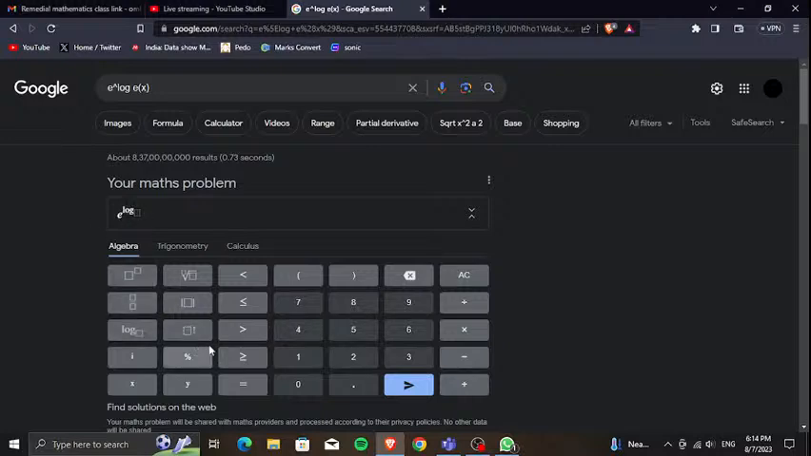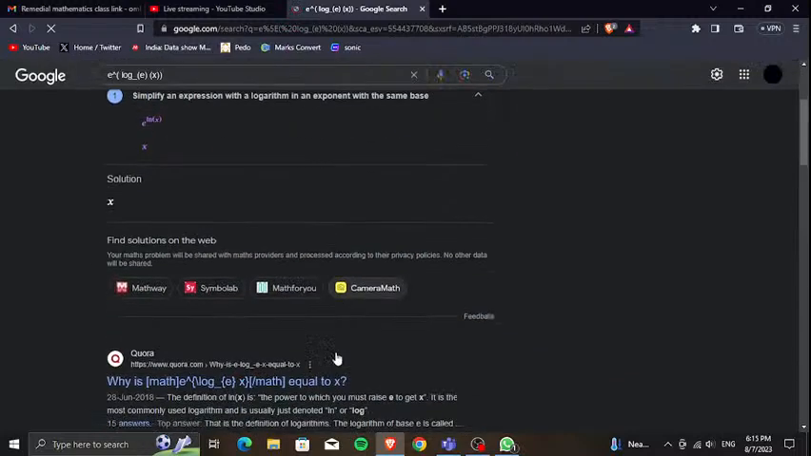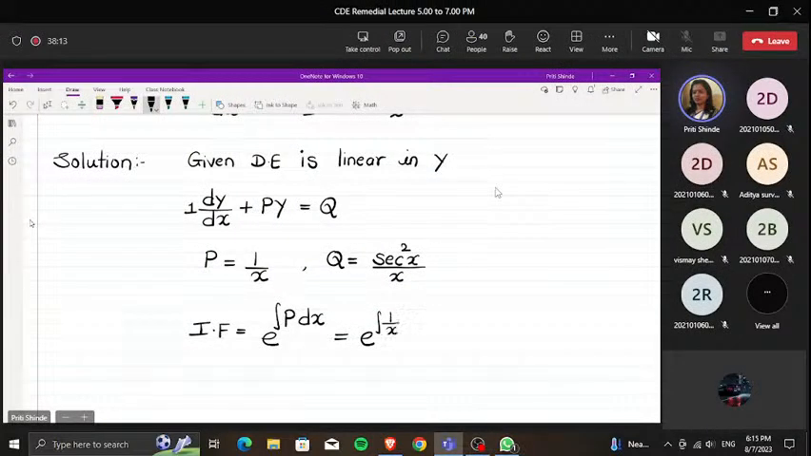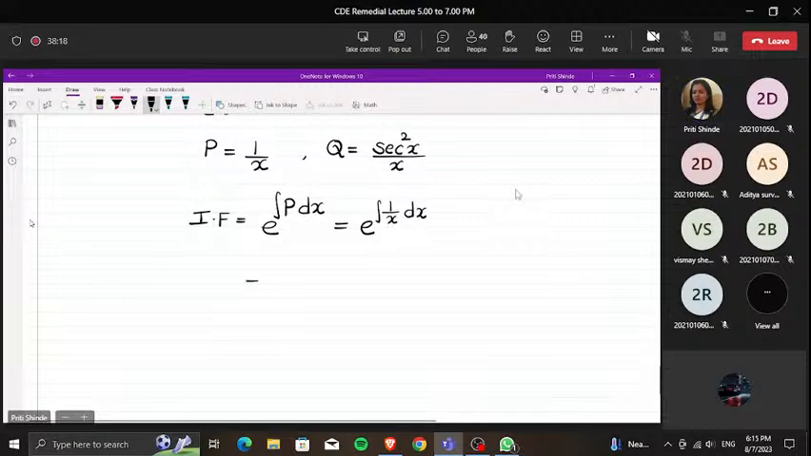Then the integrating factor is always e raised to integration of p with respect to x or with respect to y. Differentiation is with respect to x, so integration is also with respect to x. So this is the formula. Just replace the value of p, that is 1 upon x, dx. Now again I am using the same formula. What is the integration of 1 upon x?